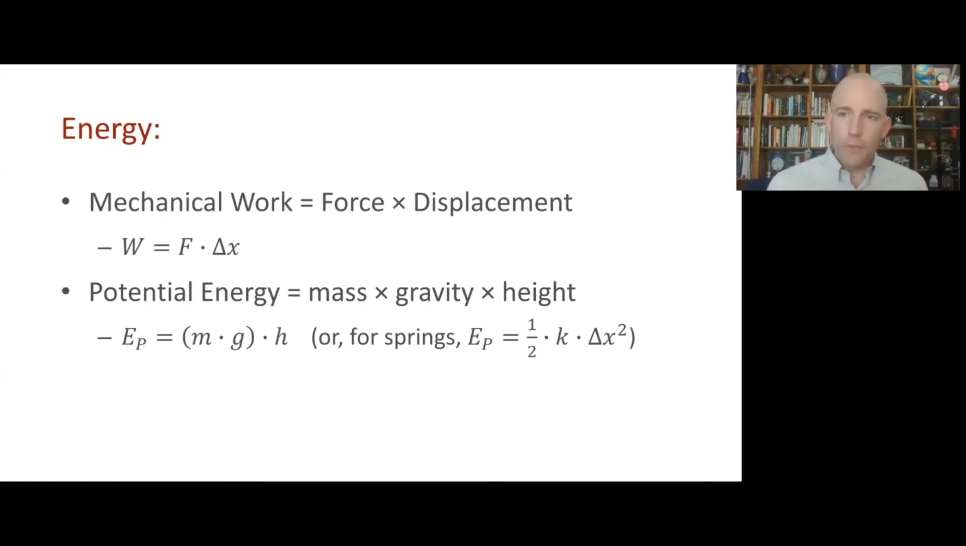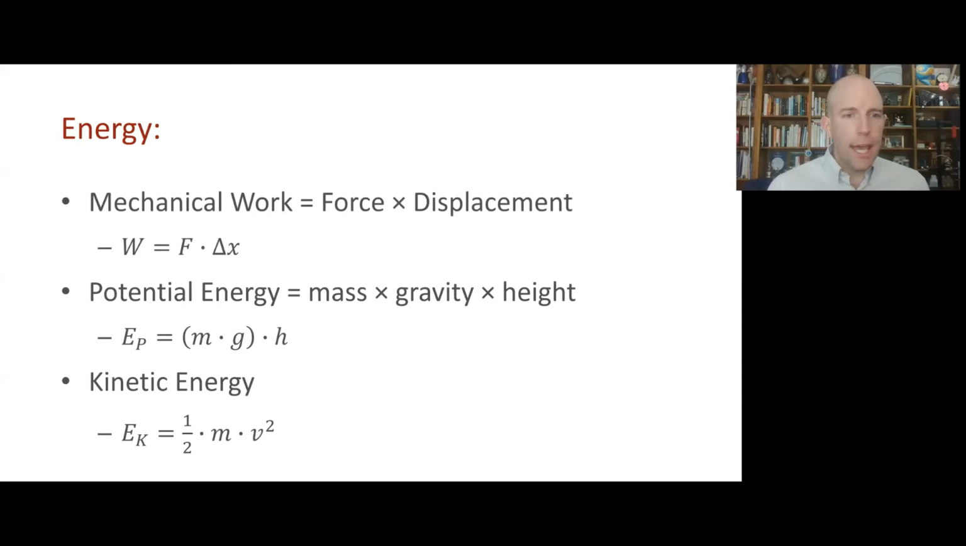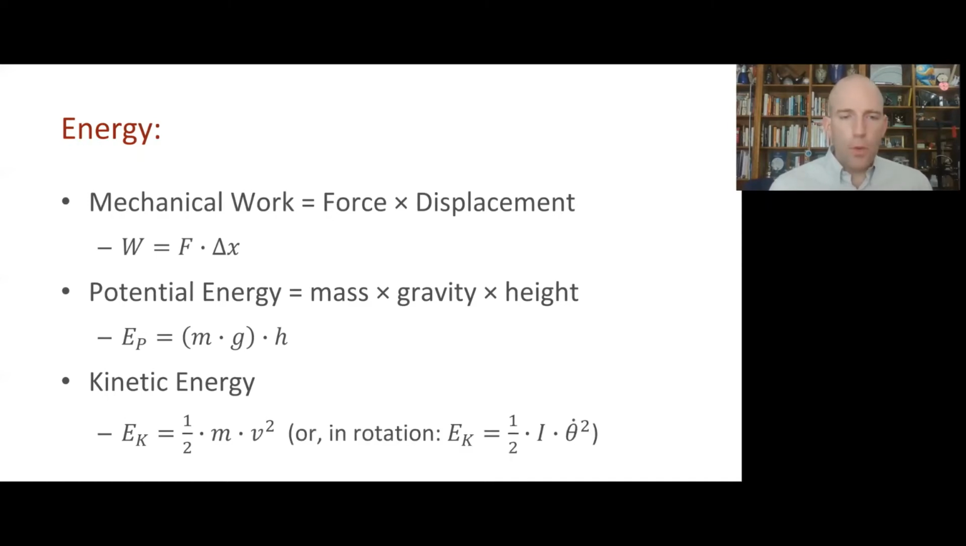The other way that energy can be stored is as kinetic energy. And we just remember this from our physics course. The kinetic energy is 1/2 mv squared. And equivalently, in a rotational system, we have that the kinetic energy is 1/2 I theta dot squared in a planar rotational system.